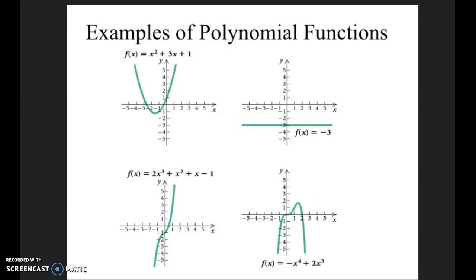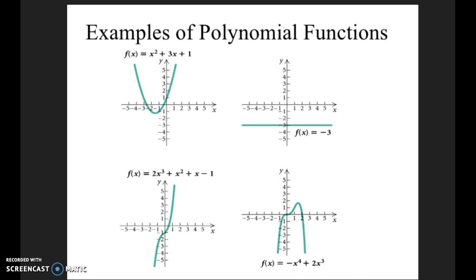Today we're going to begin Chapter 4, and we're going to be looking at polynomial functions. Now here are some examples of polynomial functions. The top right is an example of a constant function. Then the top left is a quadratic, which we just did 2 chapters on. We learned how to graph and solve.